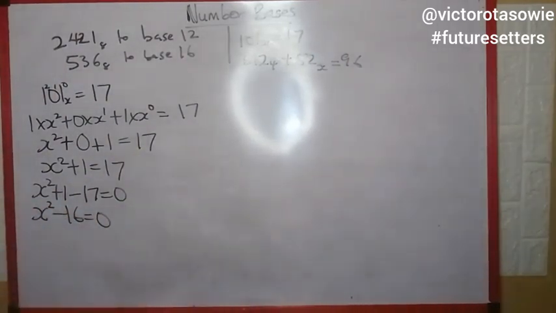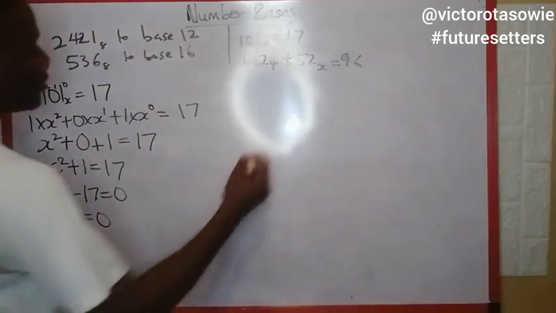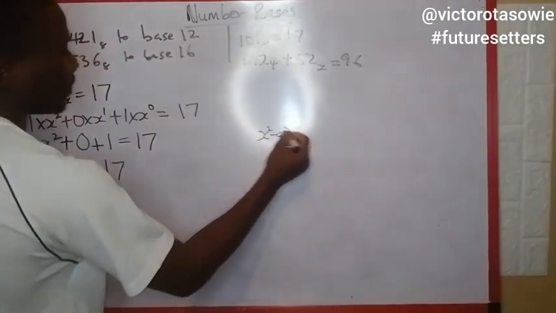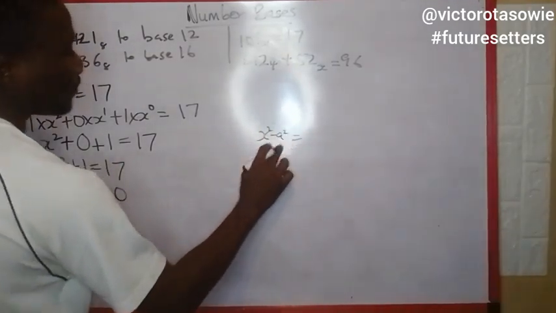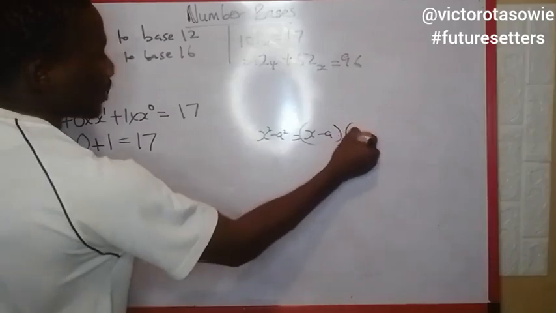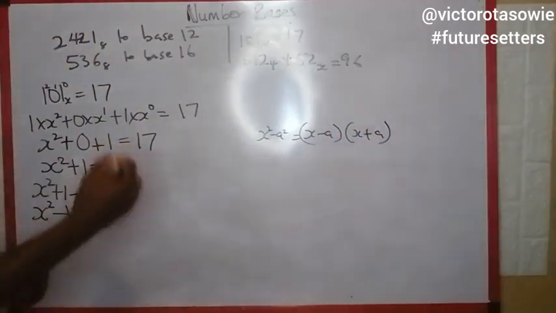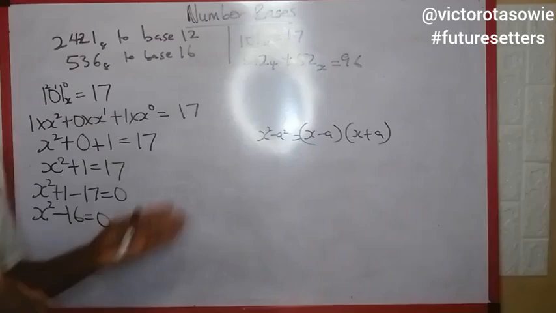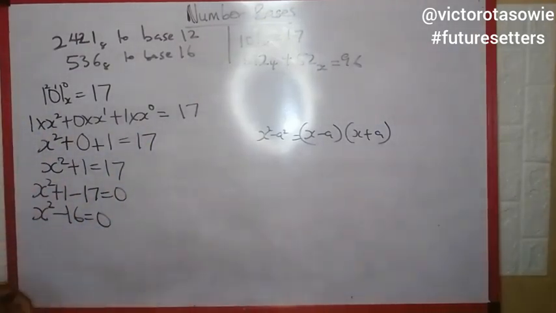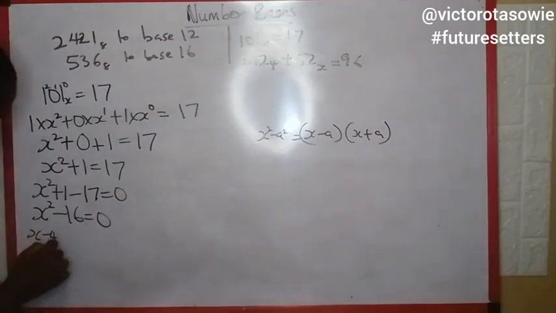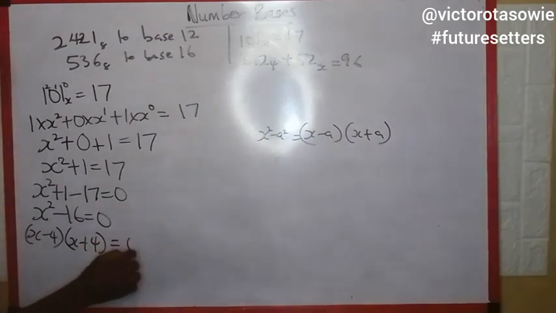Now, for those that are smart enough, just go to quadratic equation. I've made a video on quadratic equation. When you go there to know how to solve this, if you have something like x squared minus a squared, solving it is very simple. We call it the difference of two squares. So this will give us x minus a into x plus a. Anytime you see x squared minus a squared, know that it is open bracket x minus a, close bracket, x plus a. So in the situation where you have x squared minus 16, it's going to give us x minus 4 into x plus 4 equal to 0.